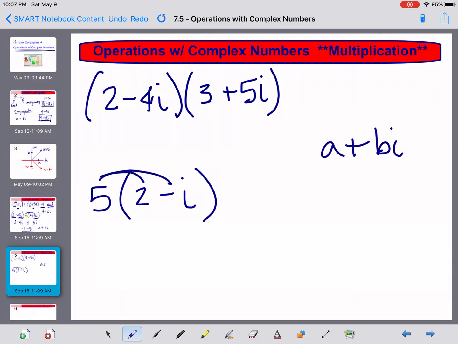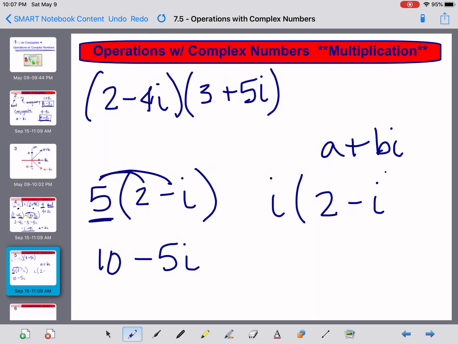Okay, and we should be able to get an end result that would get me a plus bi. I distribute, so I'd get 10 minus 5i. Okay, and I can do the same thing. So let's change, but instead of having a real number on the outside, let's have an imaginary. 2 minus i, like that. Well, same thing happens. Distribute.